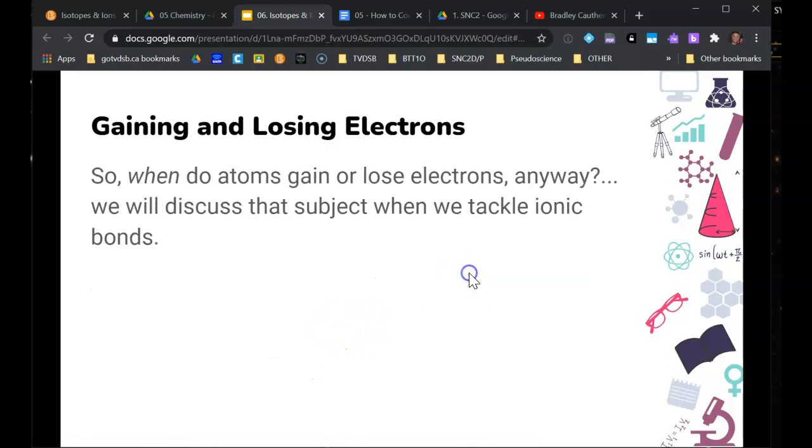Now, when does this happen? So we should now understand that in order to become stable, an atom is either going to gain or lose electrons. But the question is, when? How? Like, how does this even happen? Where do those electrons come from? Where do they go? What then happens after they gain or lose electrons? That is what the next topic will be when we talk about ionic bonds.